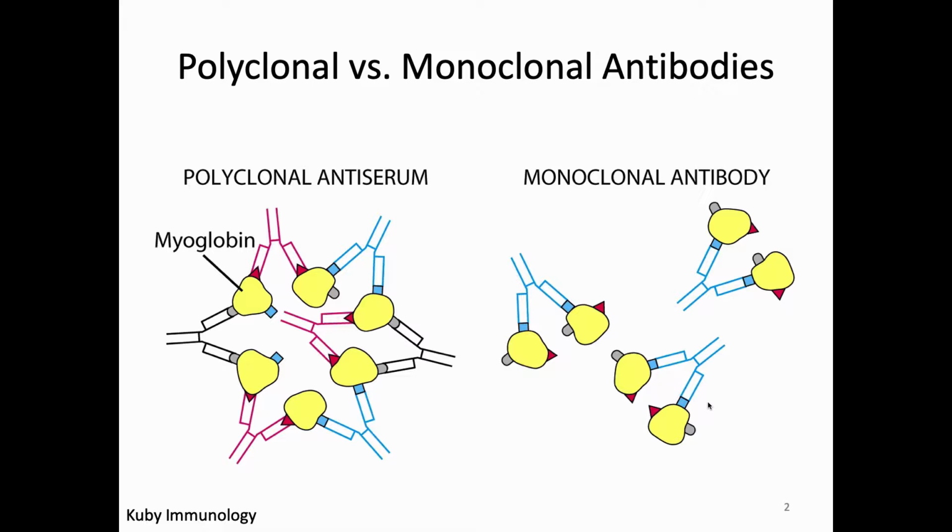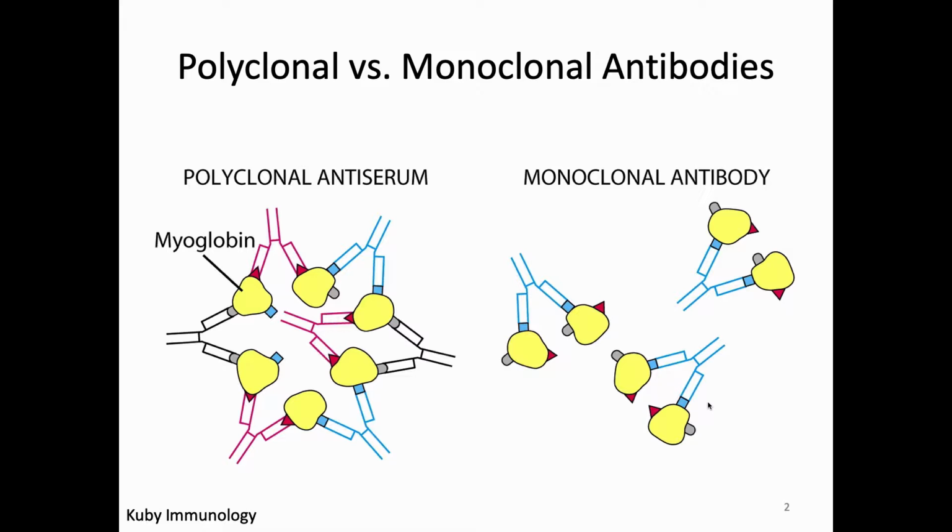So if you recall, a polyclonal set of antibodies are antibodies that all bind the same antigen, but that bind multiple different epitopes. So here you can see there's a mixture of antibodies, the red one, the blue one, and the black one. They all bind to myoglobin, but they bind to different epitopes on myoglobin, either the red triangle, the blue square, or the gray thing. Alternatively, and that's what happens if you actually look at an antibody response in an animal, you get a polyclonal response.